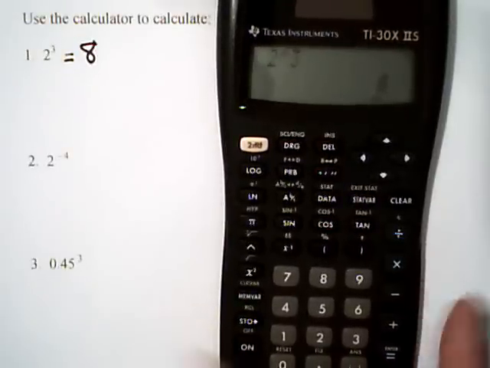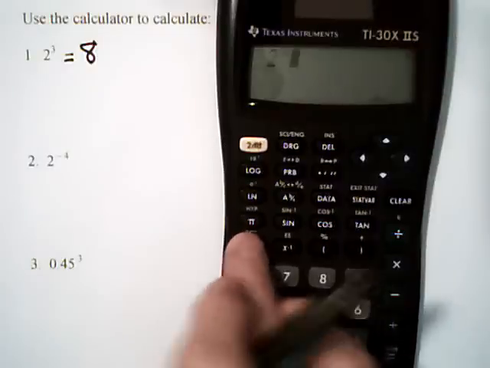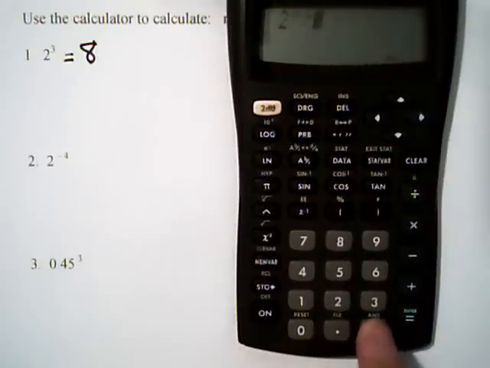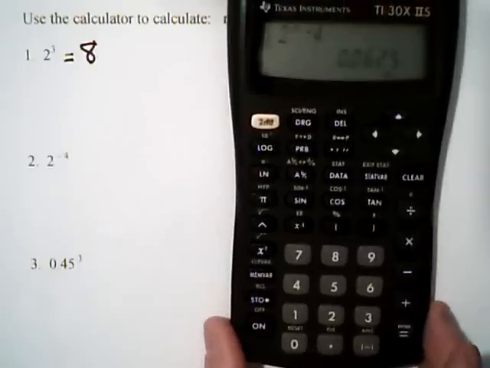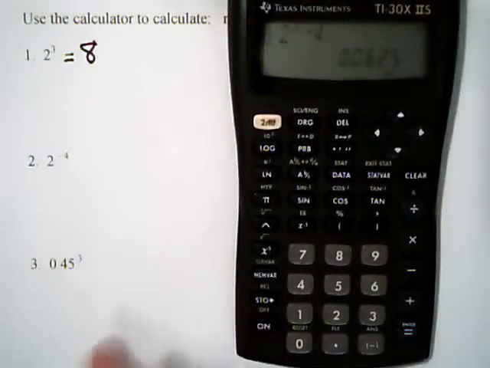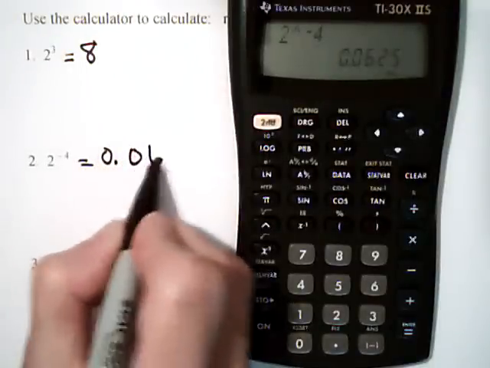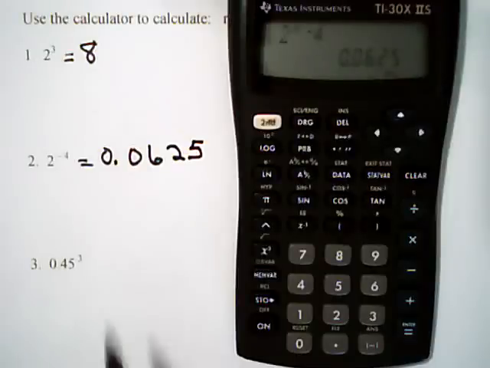Now let's look at the second problem, and it's 2 raised to the negative, notice I'm using this key, 4, equals, and I want this to 4 decimal places, which it comes out to be 0.0625. Comes out evenly to 4 places.